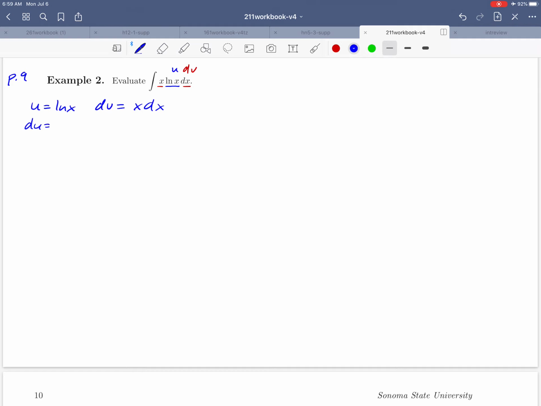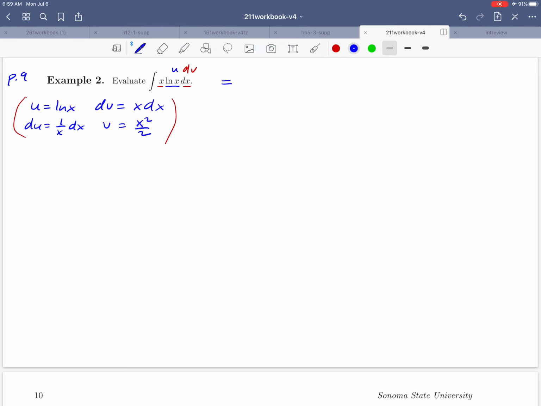Okay, so let's see. Again, we need the u, the du, and the v that go with those choices. So what is the derivative of ln of x? Well, it's 1 over x, and we'll stick a dx on the end. And if we start with dv equals x dx, what would an antiderivative for x be? Just using the power rule, we would get x squared over 2 for that. So good. We were able to find a du and a v, and away we go here.